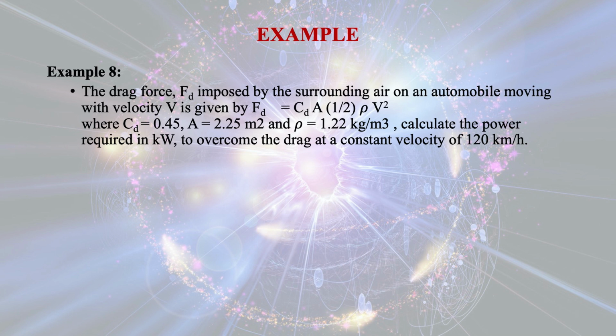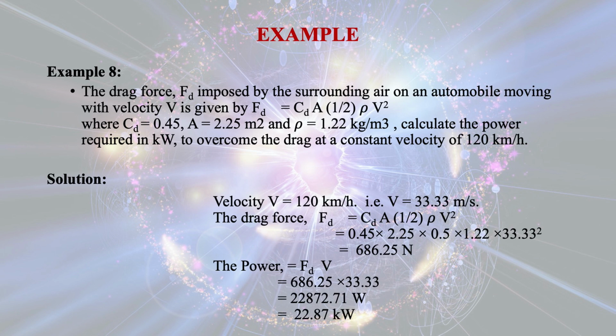See, first of all, we have to calculate Fd, that is the drag force. Once you calculate Fd, then there is no problem for calculating power, because power is known as force into velocity. Now let us see how we can do this problem. See, velocity is given 120 km per hour. We have to convert into meter per second. So 120 into 1000 divided by 3600. So velocity is equal to 33.33 meter per second.